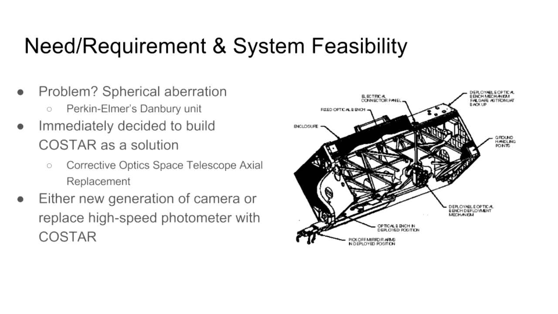The second step is system feasibility. The problem was identified, as previously stated, as spherical aberration. This was caused by the Perkin-Elmer's Danbury unit. It was immediately decided by NASA and Ball Aerospace to build COSTAR as a solution. There were a few options for feasibility, such as creating a new generation of the camera or replacing the high-speed photometer with COSTAR. Eventually, COSTAR was decided after feasibility studies to be more effective.